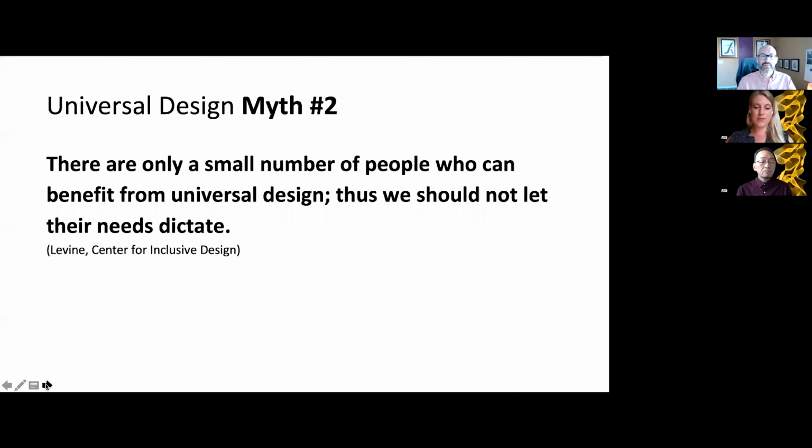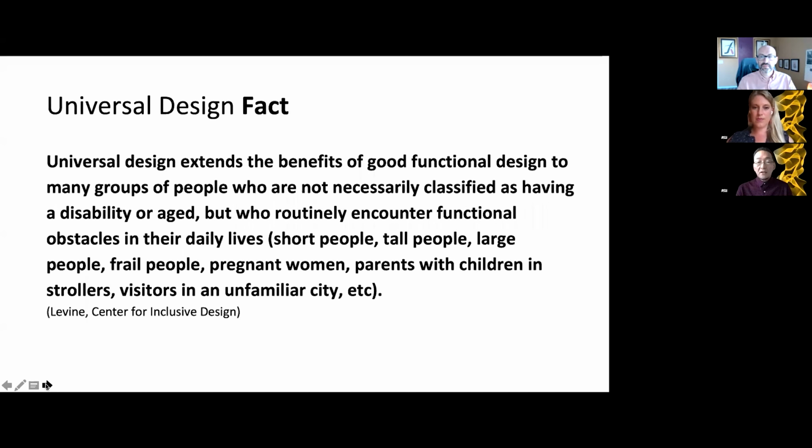Myth number two: there are only a small number of people who can benefit from universal design, thus we should not dictate their needs. And again, universal design extends the benefits of good functional design to many groups of people who are not necessarily classified as having a disability or age, but who routinely encounter functional obstacles in their daily life. So as I mentioned, short people, tall people, large people, frail, pregnant people, parents with children in strollers, visitors in an unfamiliar city. The list goes on in terms of limitations to one's abilities.